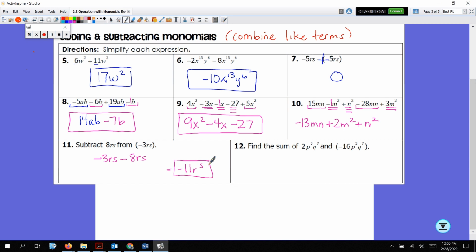Fabuloso. Find the sum. That means I'm going to add the two together. So 2p to the 5th, q to the 7th, plus negative 16p to the 5th, q to the 7th. We just have 2 minus 16, or 2 plus negative 16. That's the same thing. That's going to give you negative 14p to the 5th, q to the 7th. All right, that is adding and subtracting monomials. We don't do anything with the exponents. We don't do anything with the variables. They stay the same.